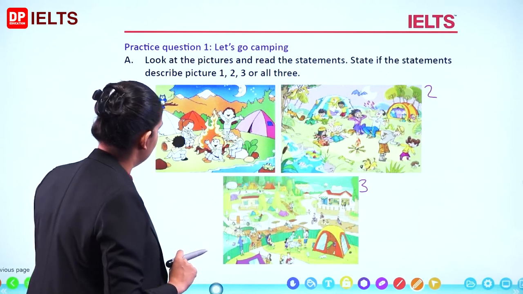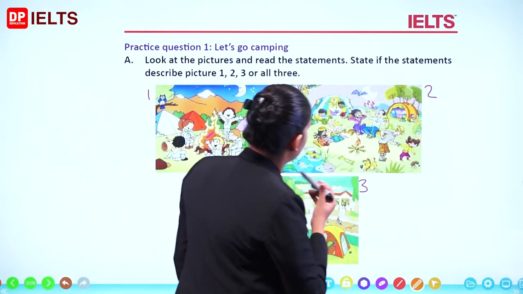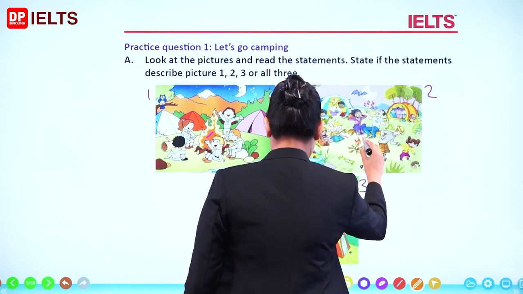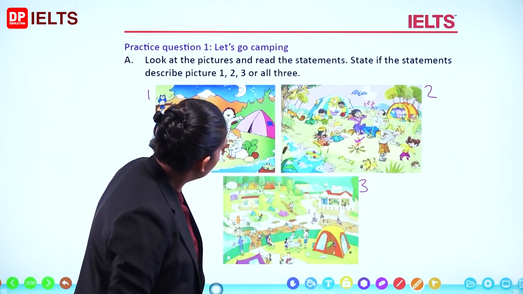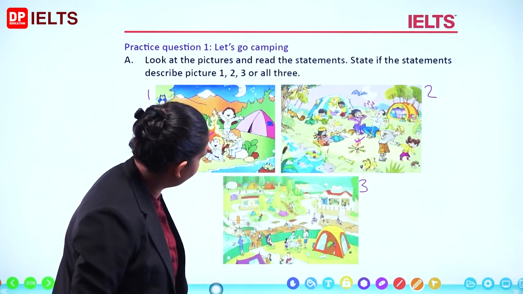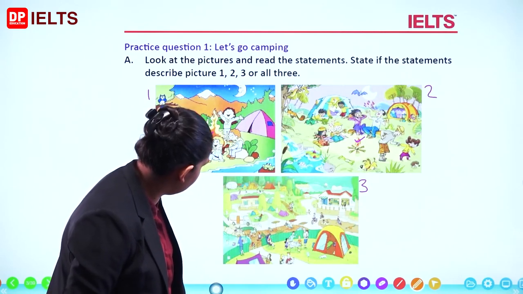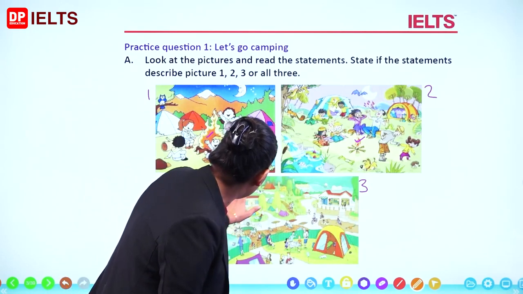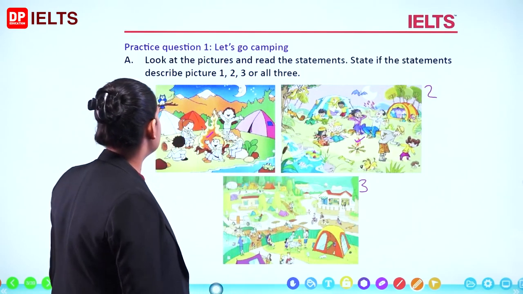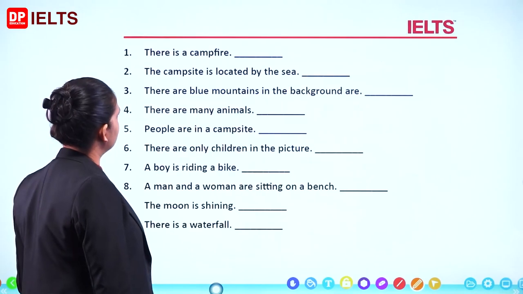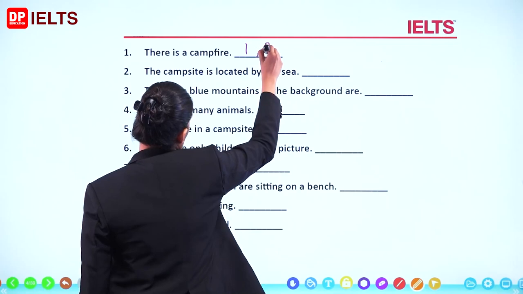Now let's see. There's a campfire here. I can see that. Oh, there's a campfire here as well. I can see that. Can you see if there's a campfire here in picture 3? Well, not really. There are a few tents here, but there is no campfire, no. So I would say it's in picture 1 and 2. Okay? You can see it in picture 1 and 2.